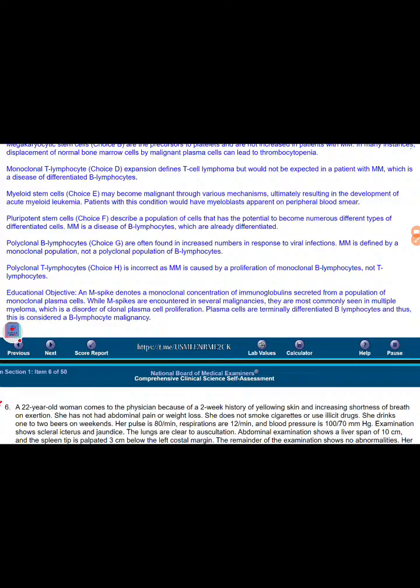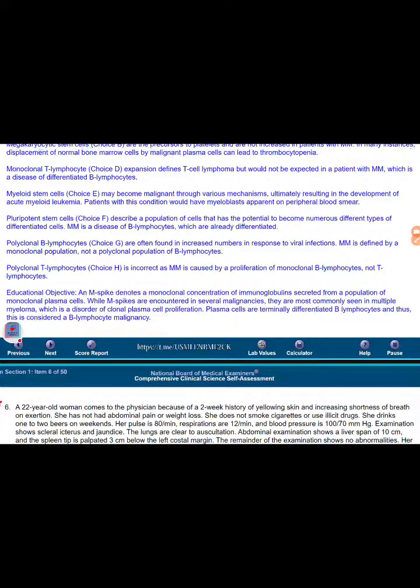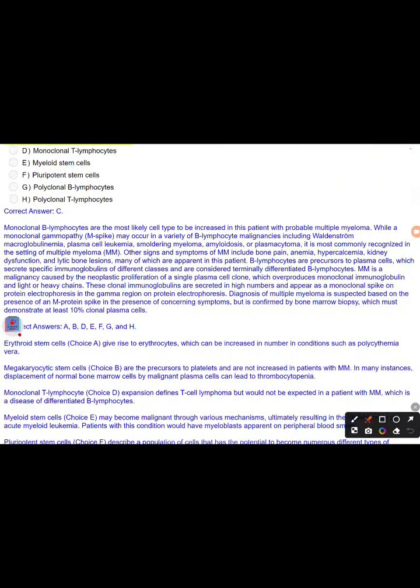An M spike denotes a monoclonal concentration of immunoglobulin secreted from a population of monoclonal plasma cells. While M spikes are encountered in several malignancies, they are most commonly seen in multiple myeloma, which is a disorder of clonal plasma cell proliferation. Plasma cells are terminally differentiated B lymphocytes, and thus this is considered a B lymphocyte malignancy. So once again, monoclonal B lymphocytes are the most likely cell type to be increased in this patient with probable multiple myeloma.